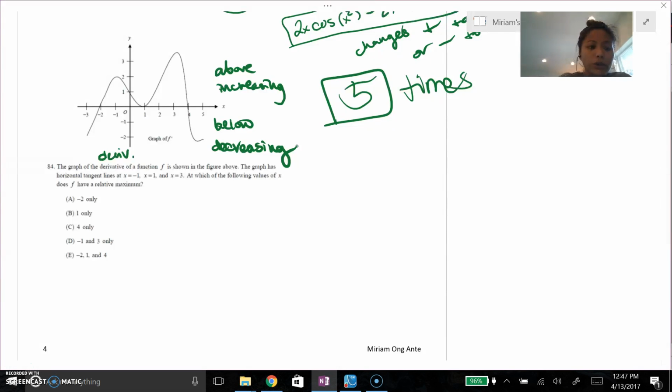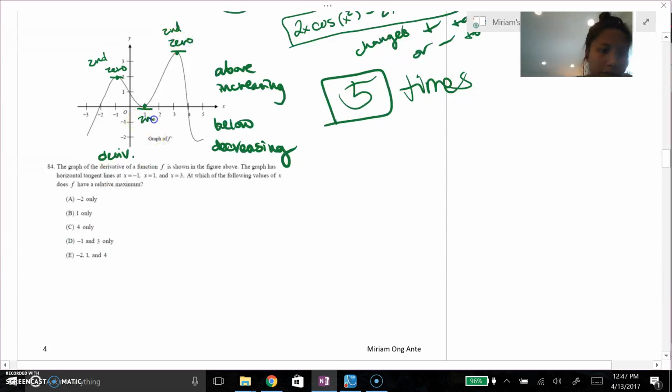The graph has horizontal tangent lines at x equals negative 1, x equals 1, and x equals 3. That means the second derivative there is 0, because it's the derivative of the derivative. The second derivative is 0. Great. Which of the following values of x does f have a relative maximum?